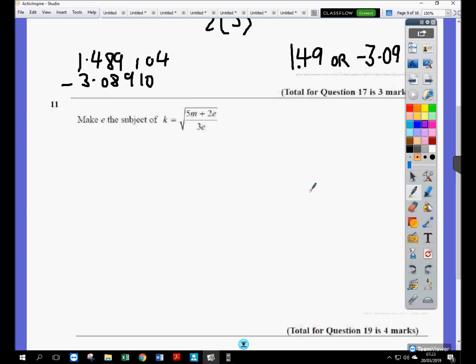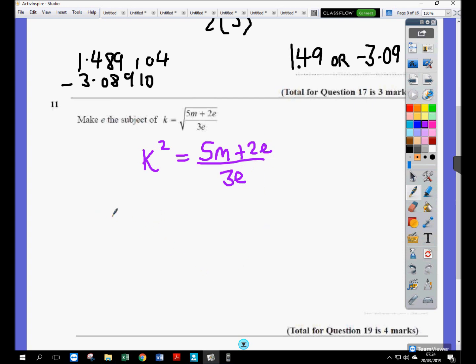The next one is making subject of the formula. So this is the first. So we're going to make E the subject, and E appears twice. The problem is it's trapped inside a square root, so we need to do the inverse procedure of square rooting, which is to square. If we square the left-hand side, k squared. If you square the right-hand side, it eliminates the square root, so you end up with something like this.